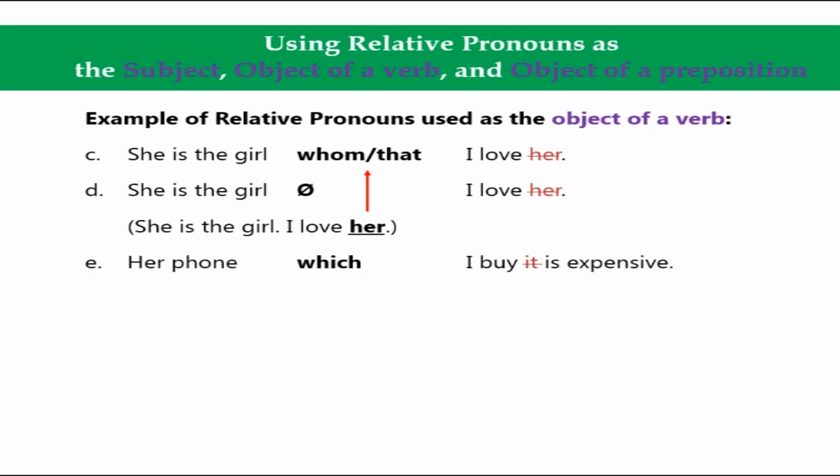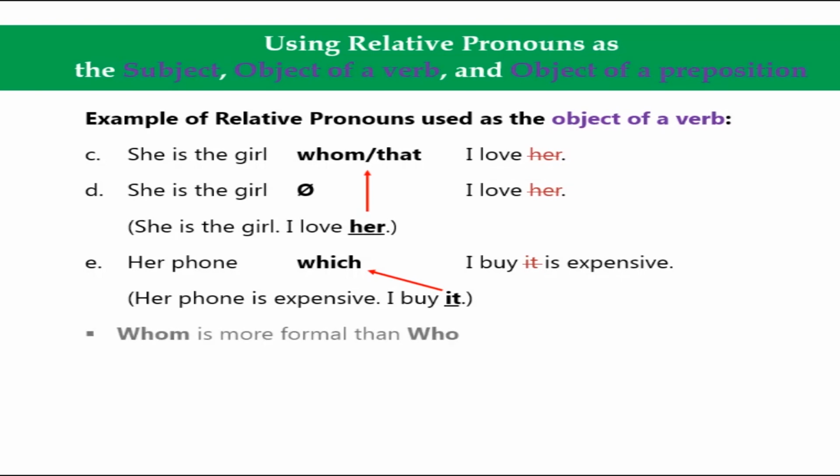Her phone, which I buy, is expensive. Here are the original sentences. Her phone is expensive. I buy it. So it here is the object pronoun, and we replace it with which, the relative pronoun that acts as the object of a verb.